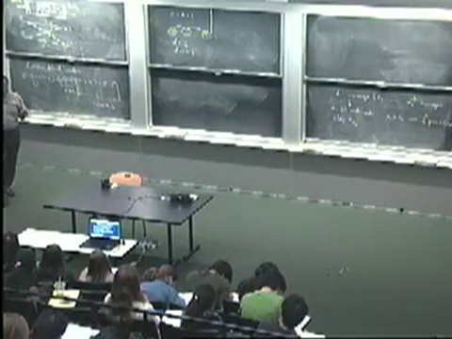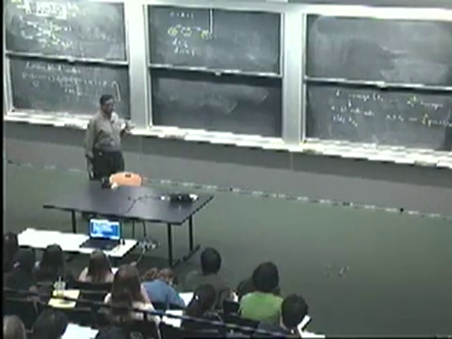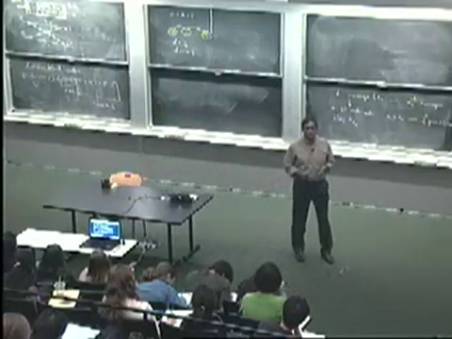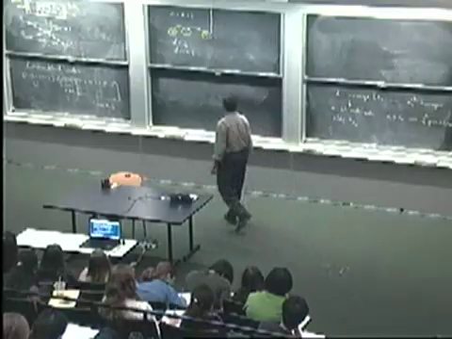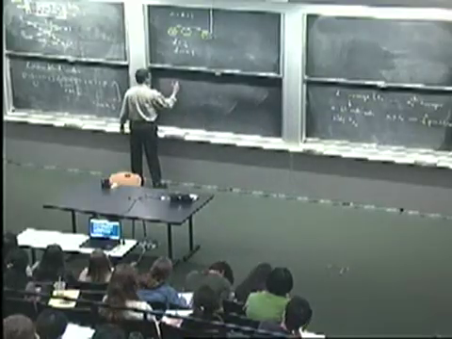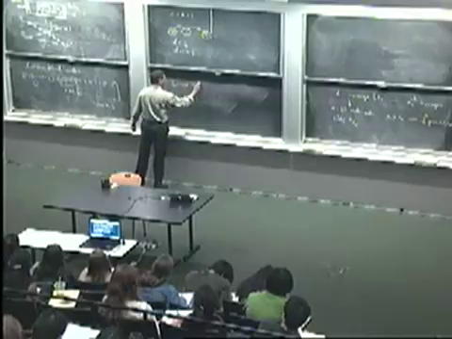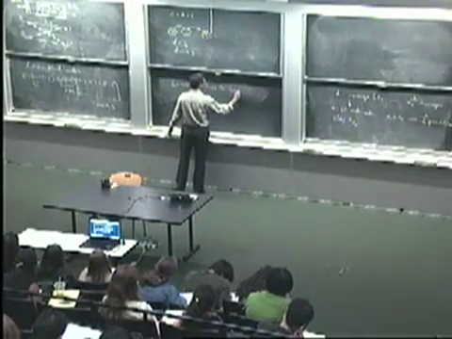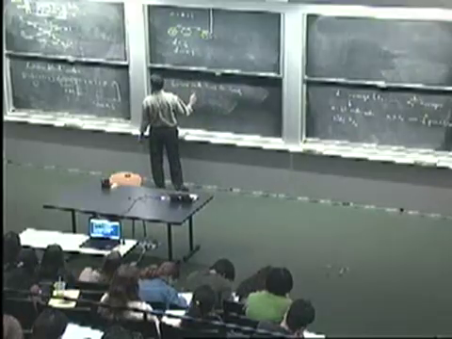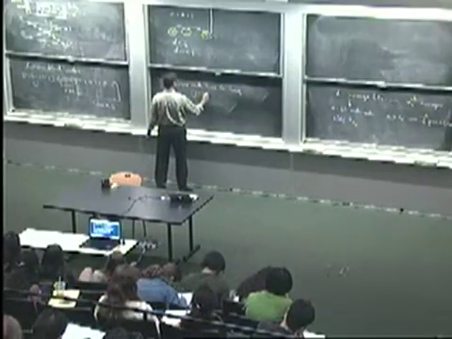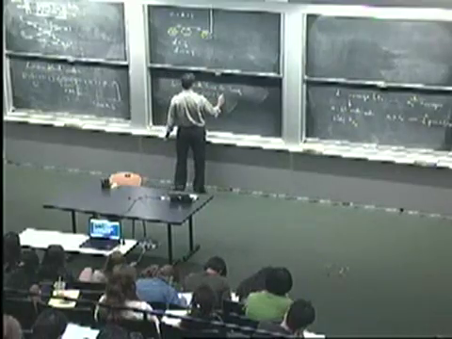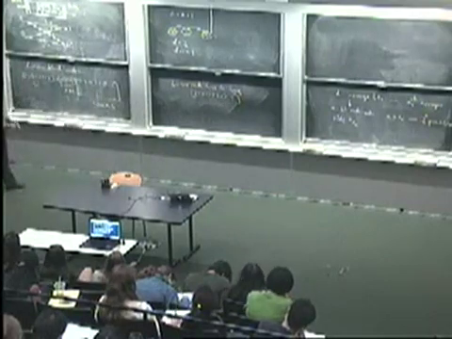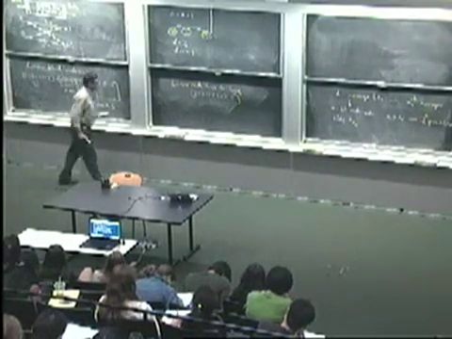Now, can you deduce from that that the code word of all zeros has to be in any linear code? Why is it true that every linear code has to have the all zero code word?